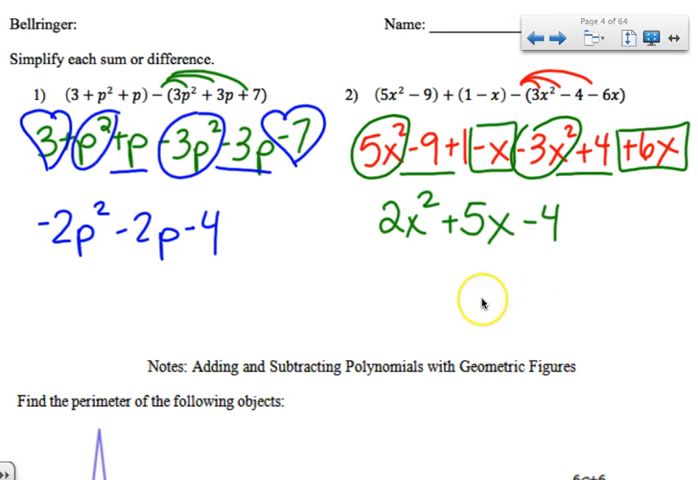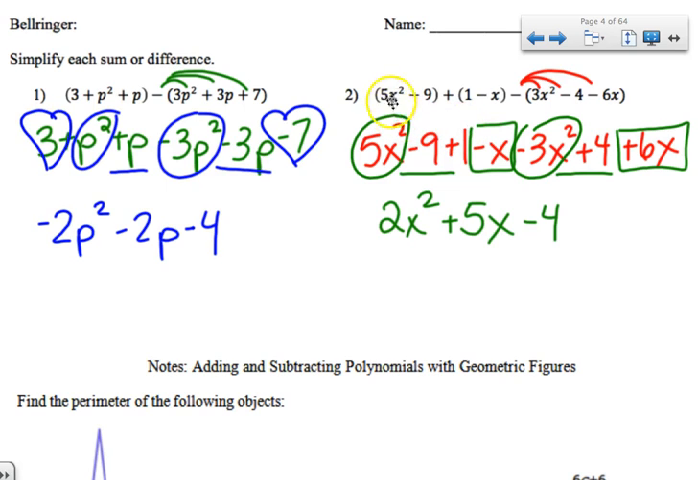Here's what you should have gotten once you found the sum or the difference. Remember, when you have a negative outside the parentheses, you're going to multiply everything by a -1, and that's just going to change all these signs over here. So then, when you combine like terms, you should have gotten that answer.